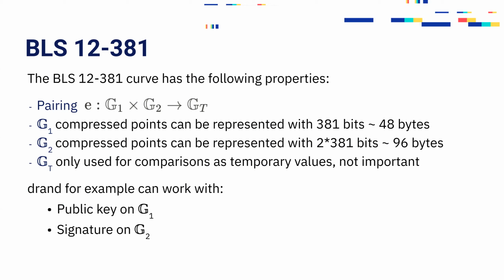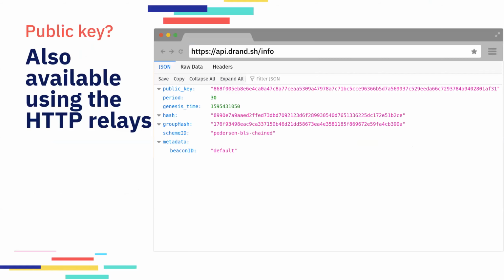And so, for example, the mainnet for drand is running with a public key on G1, so it means the public key is relatively short, and the signatures for each beacon are on G2. So the signatures are relatively big for the default mainnet chain. We can see it if we look, for example, at the /info endpoint on the HTTP relay. We can see the public key here. It's relatively short. It's 48 bytes.